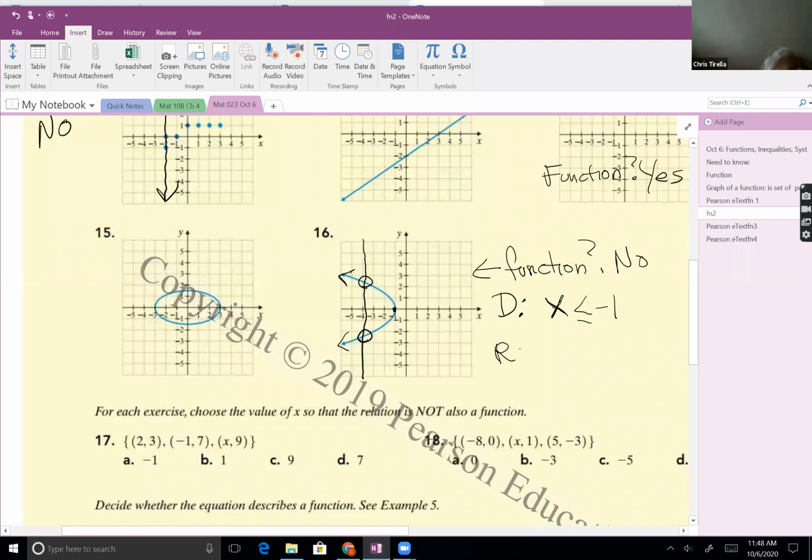When I look at the range, the Y values, this arrow looks like it's going to the left, but you see it's also keeping on going down. And this arrow is going to the left, but it's also going up. So there's no highest point or lowest point. So here the range would be all reals.